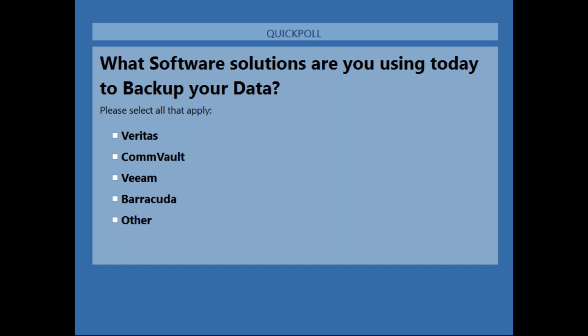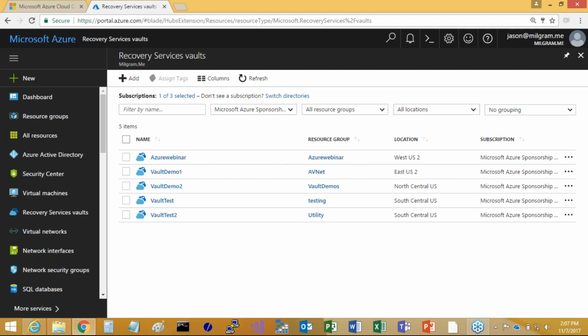Wow, a lot of others. So I don't know what other is, but I thought I picked the popular ones there. We'll have to figure out what the other guys are. But these are the ones that, from a traditional standpoint, a lot of people are using in their environment. So I think we have almost 100% response there. So just so you know, Veritas got 13%, Commvault got 9%, Veeam got 35%, Barracuda got 13%, and then other was a whopping 64%. So pretty cool on that one.